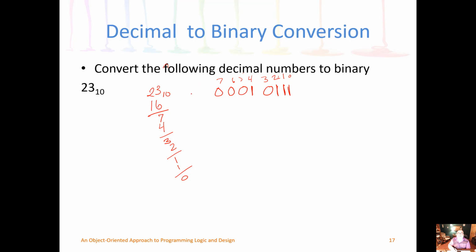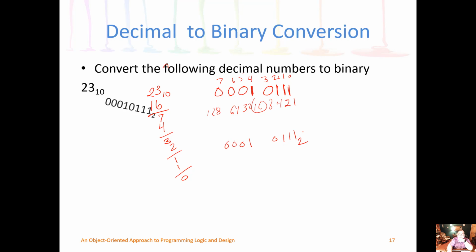And again, 2 to the 7 is 128, which is too big. 64, 32, too big. 16 was the first one I could use, and that's why I set the column in the 16th column. 8 was too big. 4 was good. 2 is good. And 1 is good. So 23 comes out to be 0, 0, 0, 1, 0, 1, 1, 1 in binary. And notice I put it in 8 bits. It's much easier if you can keep everything in 8 bits and look at it that way.